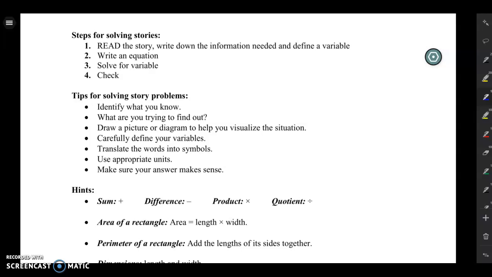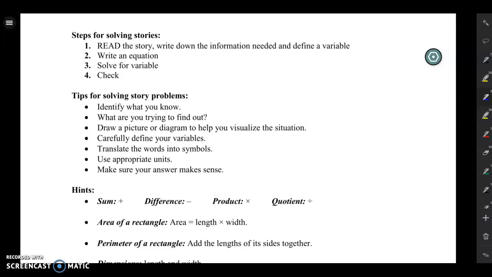So here I have some steps and tips for solving story problems. First of all, you want to make sure you read the story, write an equation, solve for the variable, and then always check your answer at the end, okay? And then here's some more tips. Identify the things that you know. Try to figure out what you're trying to figure out. Draw a picture. Drawing a picture can be so helpful to help you visualize the situation. Carefully define your variables. So if you're going to use an x, make sure you write, x equals the number of dollars or the number of inches. Translate the words into symbols. That's kind of like writing the equation.